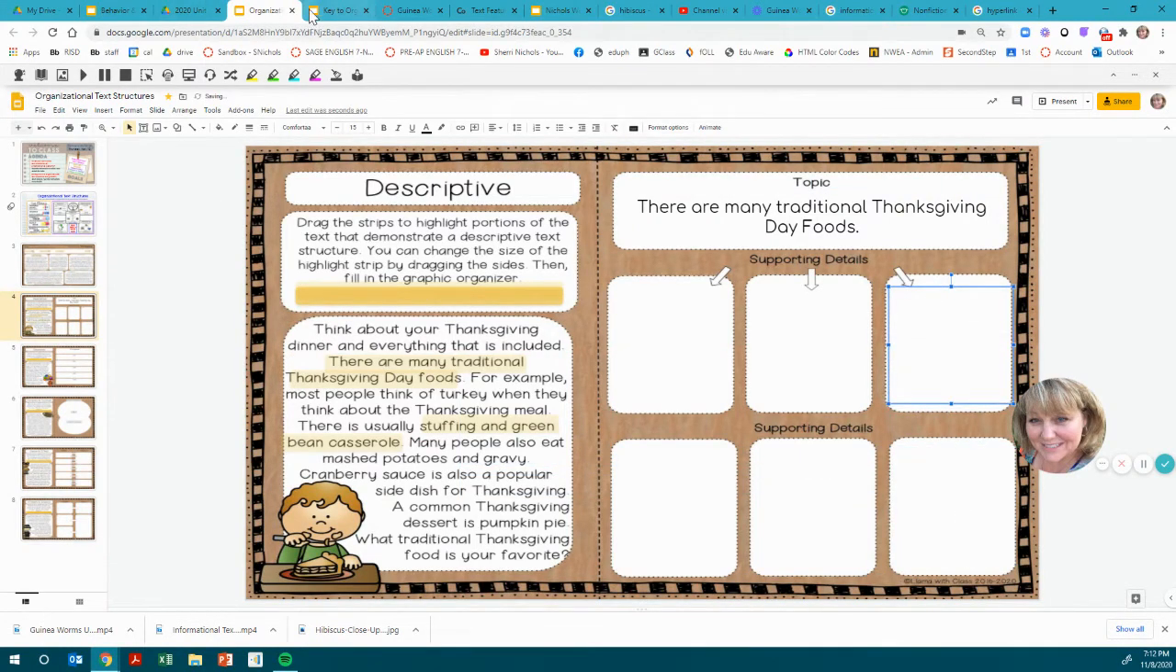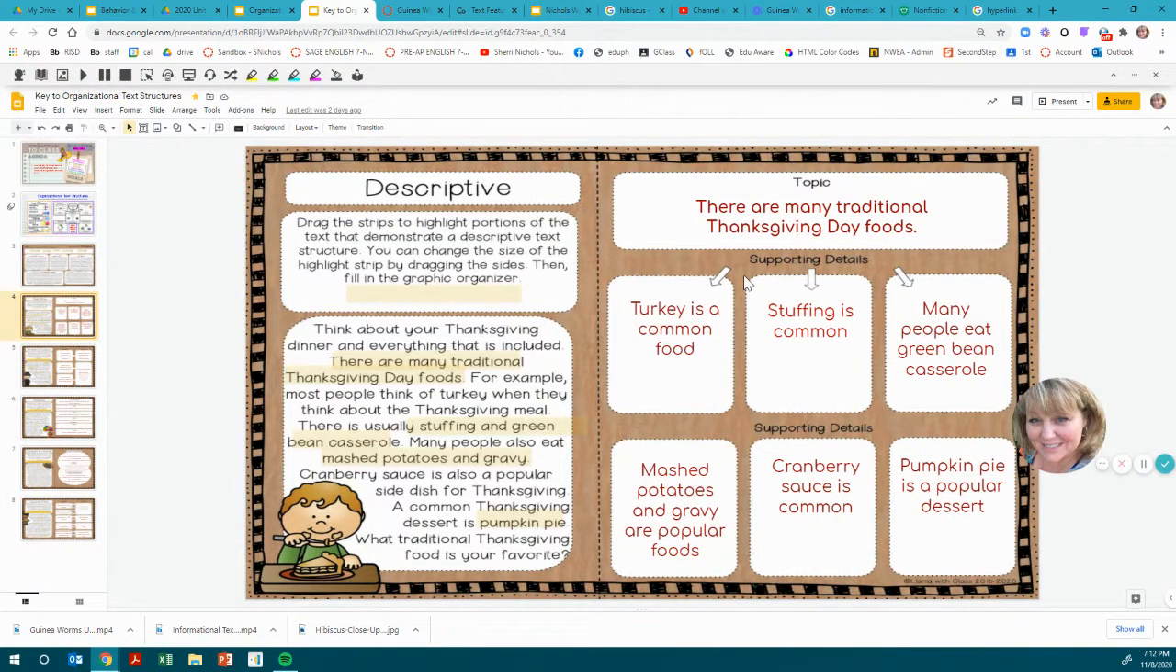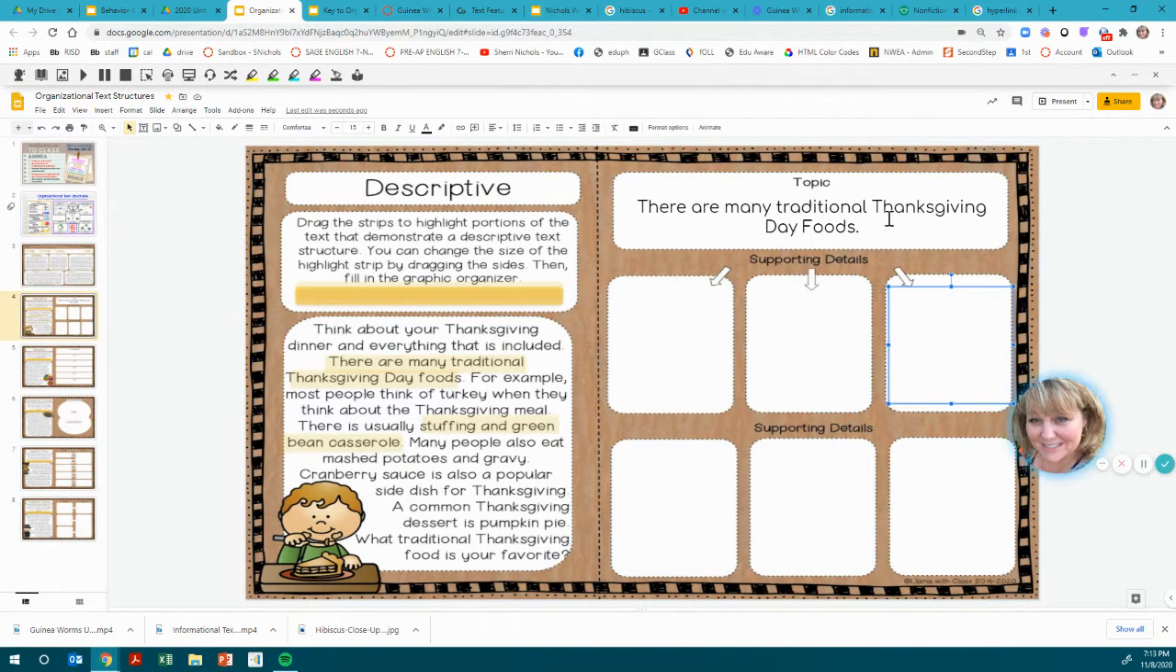So let's take a quick look at this. There are many traditional Thanksgiving Day foods. Next, they say turkey is a common food, which is what it talks about. And then it says stuffing is common. Many people eat green bean casserole. Mashed potatoes and gravy are very popular. And these are just more supporting details. We have cranberry sauce is common. And next we have pumpkin pie as a popular dessert. So that's how you would fill this in as you go. Just fill in your important details. And that is how you work this.